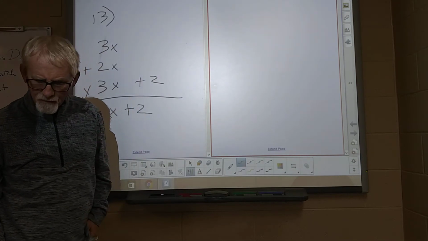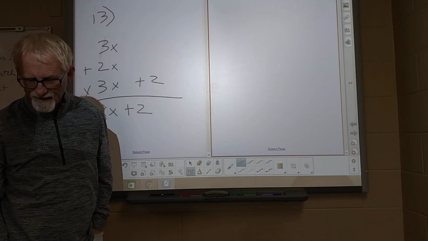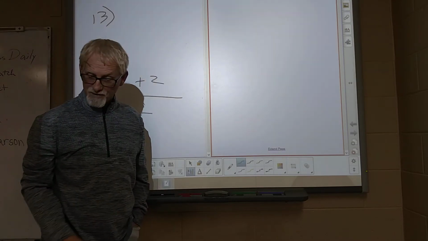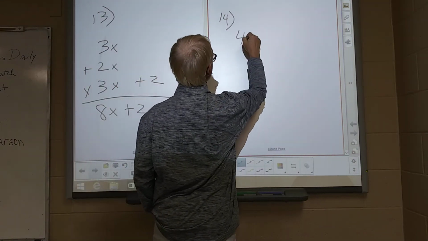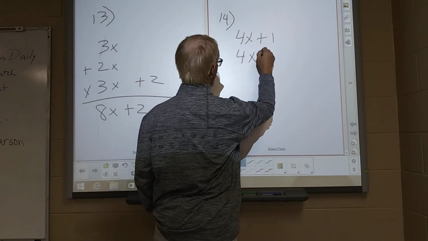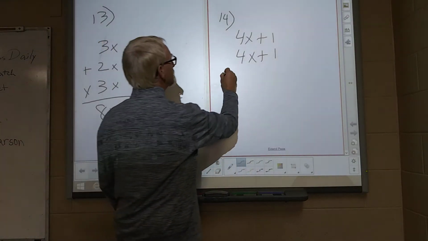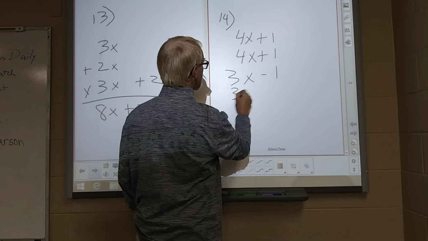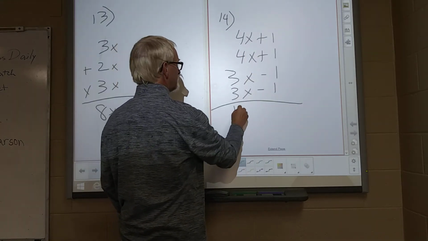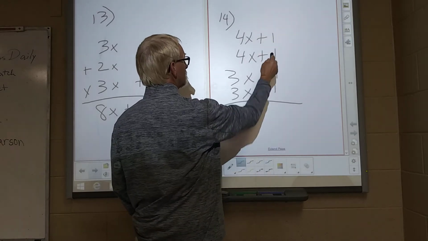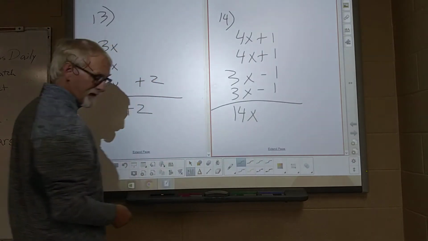Look at 14. How many sides do you have? You have 4 sides. So you have 4x plus 1, 4x plus 1. Don't forget to write it twice if you're looking for the perimeter. And 3x minus 1, 3x minus 1. And you get 4, 8, and 6 is 14x. And plus 1 minus 1 is nothing. So you just have 14x.